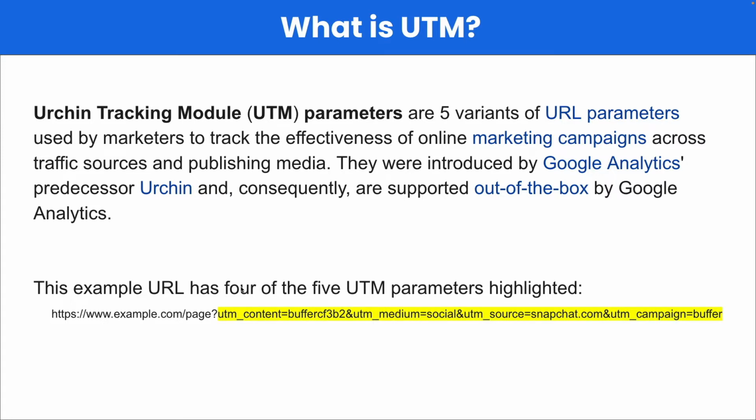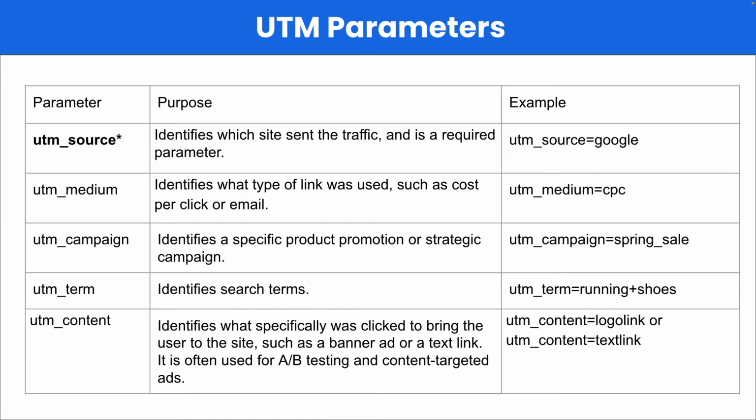Here you can see below an example website URL with UTM parameters highlighted in yellow. You can see that it consists of a UTM name and a UTM value. Here are the 5 UTM parameters that we have: UTM source, UTM medium, UTM campaign, UTM term, and UTM content. Each UTM parameter has its own purpose.